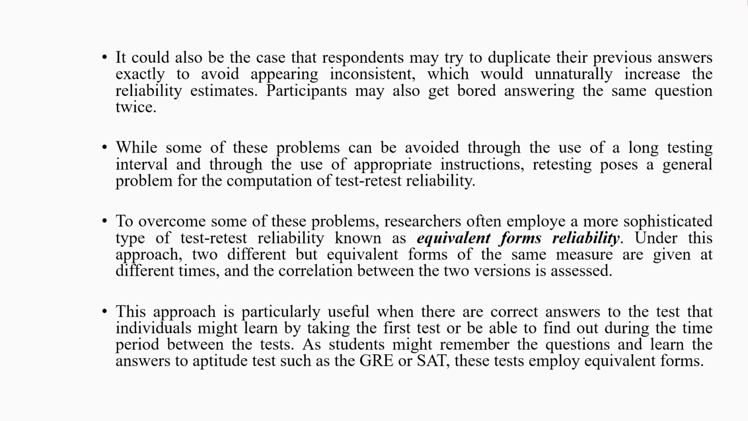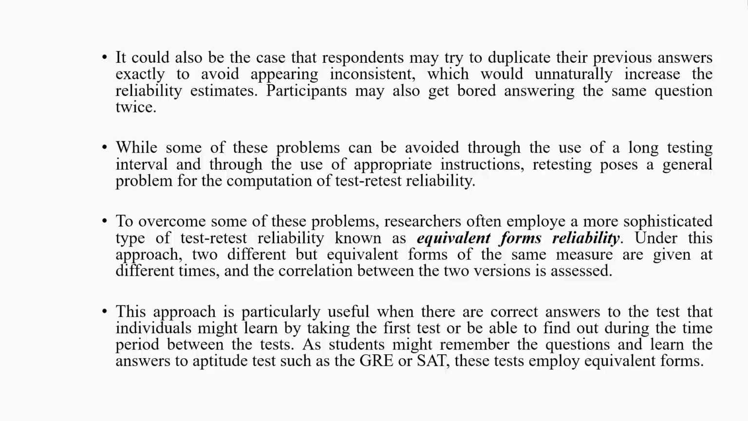So, under this approach, you use two different but equivalent forms. Say, for example, you want to conduct a test about somebody's language proficiency, English or something. Now, you have one test, and the next time you want to give another test, the items in these two tests are broadly measuring the same thing, probably organized in the same dimensional manner, but they are not the exact same items, alright. So, you can use two different but equivalent forms of the same measure, at different times.